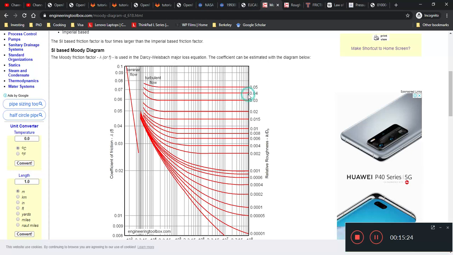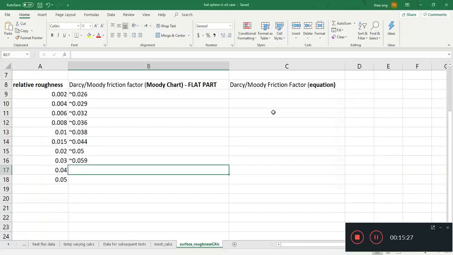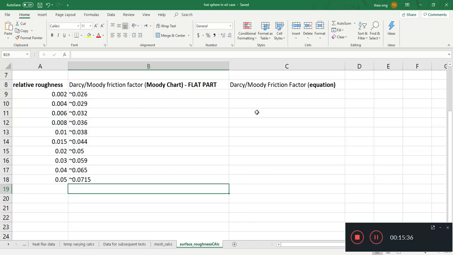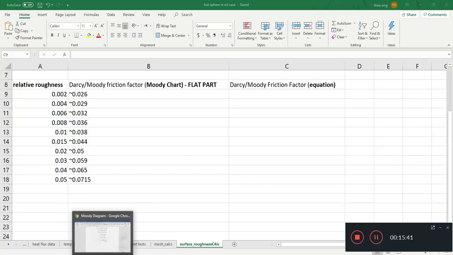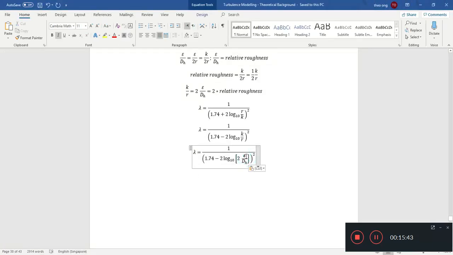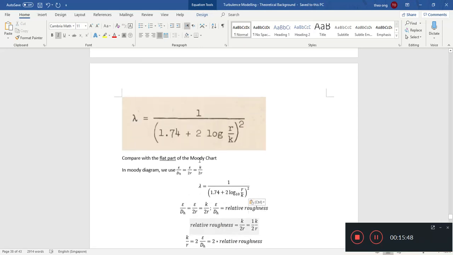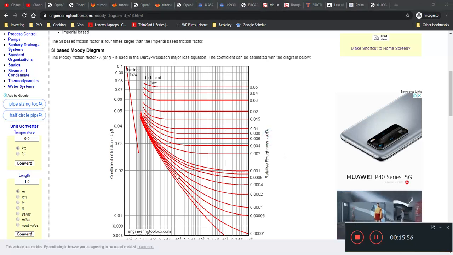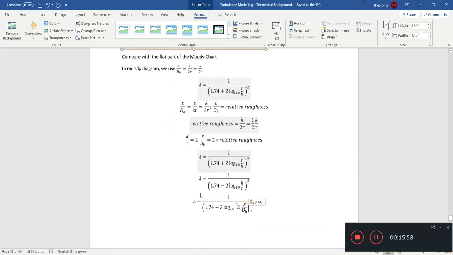0.04 over here, it's 0.65 roughly, and this one is about 0.0715, give or take. Okay, so if this epsilon here is equal to the k here, if this k is the same as this k over here, then the numbers should match if I use this lambda equation over here. So let's try.